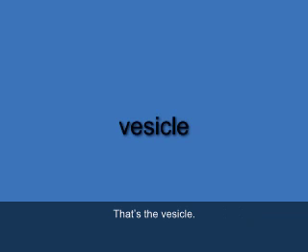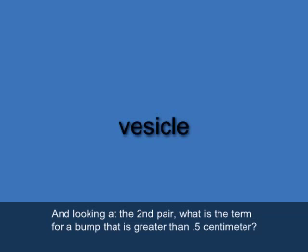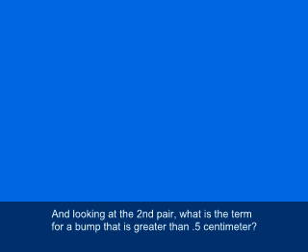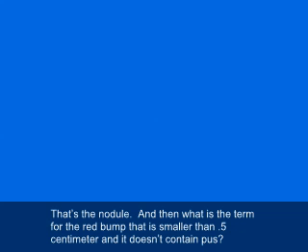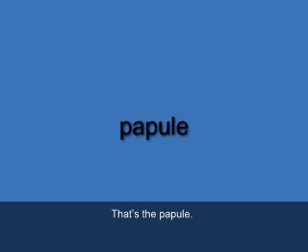And looking at the second pair, what is the term for a bump that's greater than a half centimeter? That's the nodule. And then what's the term for the red bump that is smaller than a half centimeter and it doesn't contain pus? That's the papule.